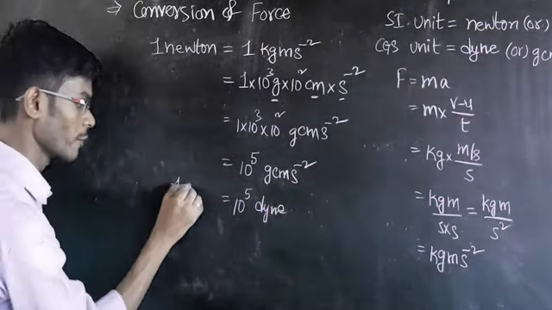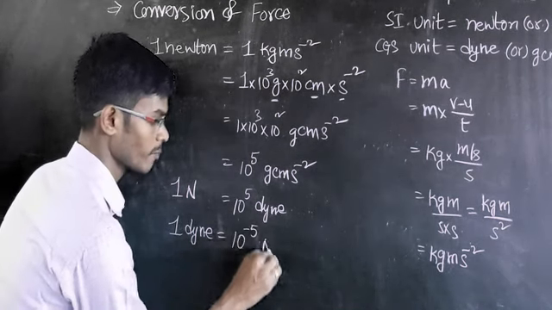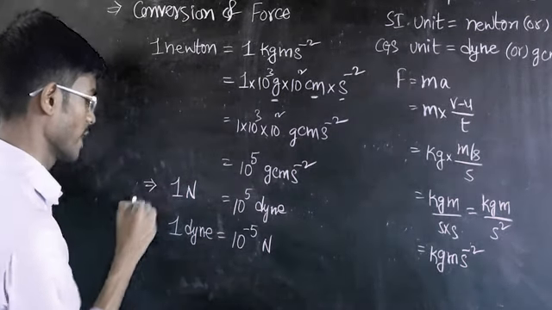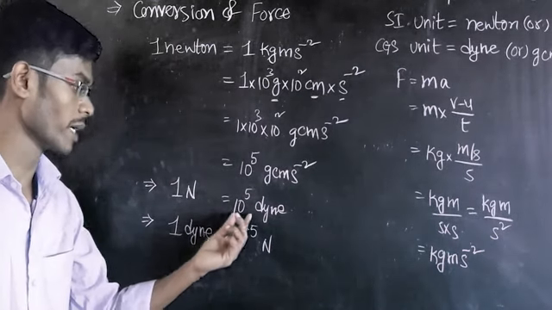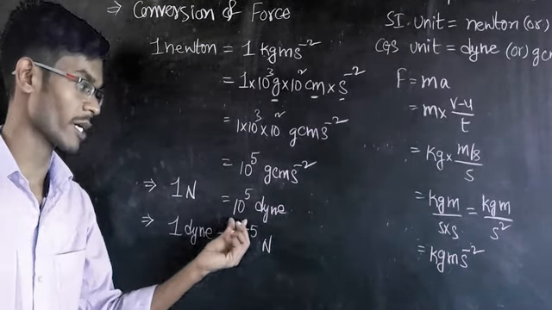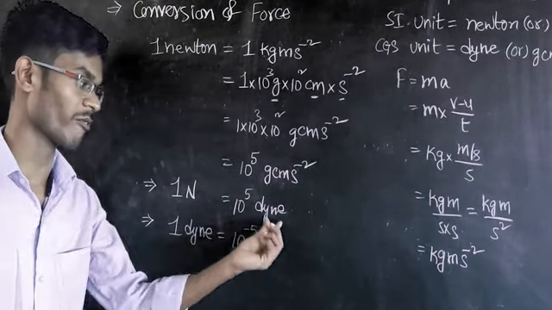1 dyne is equal to, if you send this 10 power 5 to the LHS side, then it becomes 1 by 10 to the power of 5. If you send the 10 to the power of 5 to the numerator part, then it becomes 10 to the power of minus 5. So 1 dyne is equal to 10 to the power of minus 5 Newton. So to convert SI unit to CGS unit of force, we need to remember these conversion factors: 1 Newton is 10 to the power of 5 dynes and 1 dyne is equal to 10 to the power of minus 5 newtons.